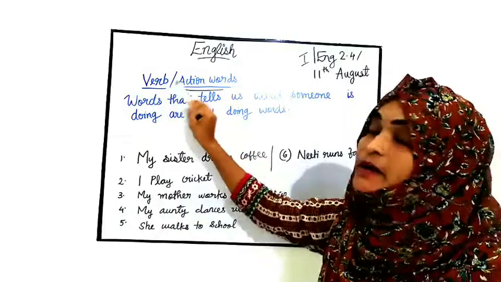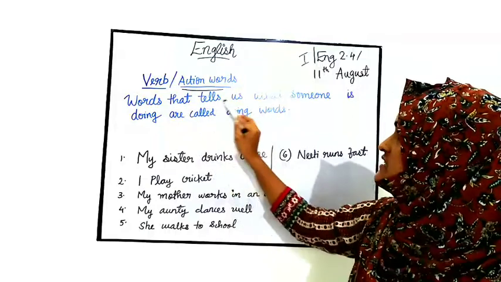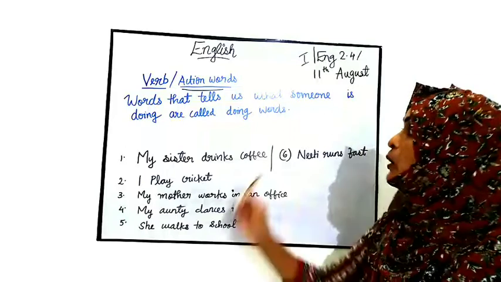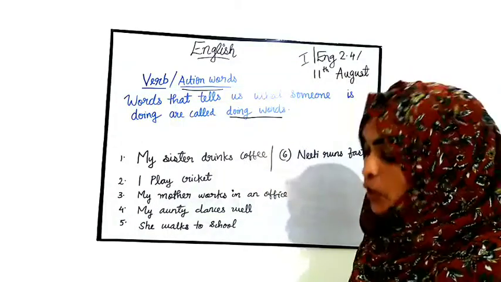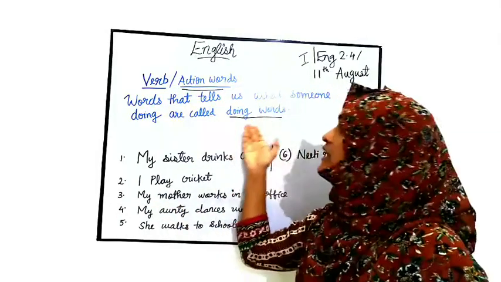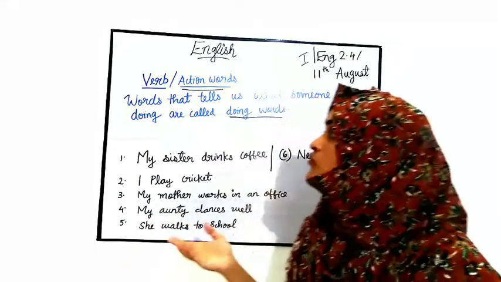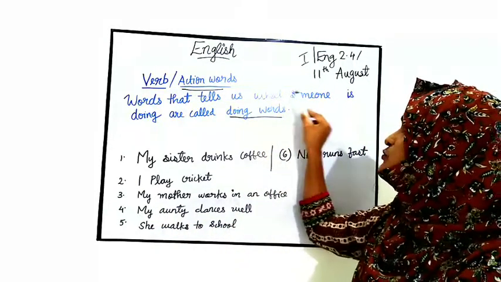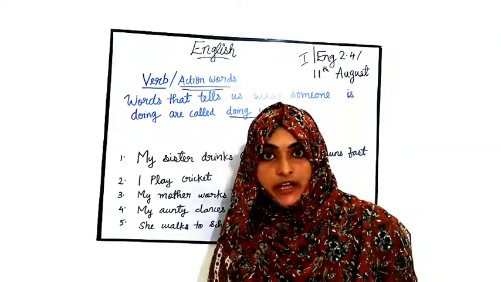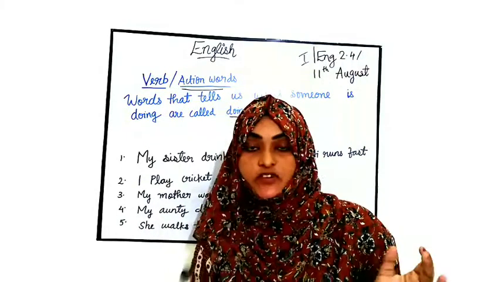Okay, verb. Verb is also called action words. Words that tell us what someone is doing are called doing words. So verb is also called action words or doing words. Words that tell us what someone is doing, that is the action. If someone does an action, that action is called a verb.